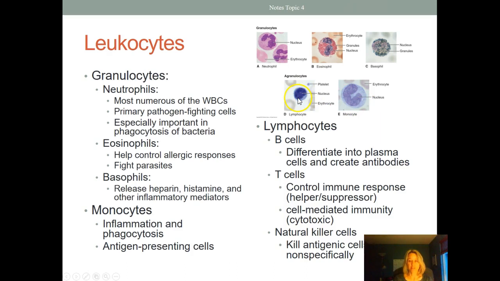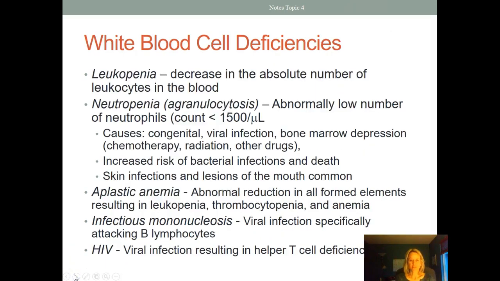And then the lymphocytes, there are three different types. The part involved in immunity are the B cells and the T cells. Remember, the B cells differentiate into plasma cells and create antibodies. And then the T cells, which can differentiate into helper T cells or suppressor T cells or cytotoxic T cells. So these are involved in specific immune defenses. And then we have the natural killer cells, which act non-specifically to kill antigenic cells.